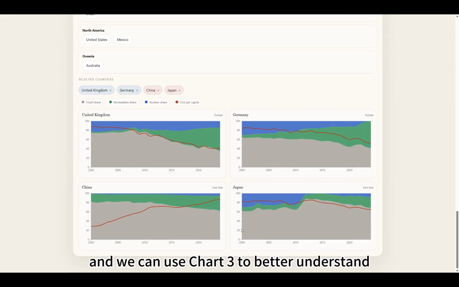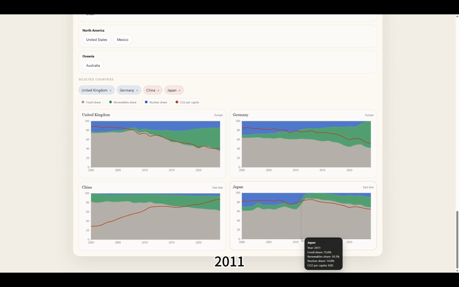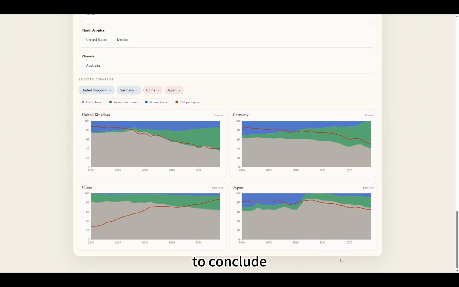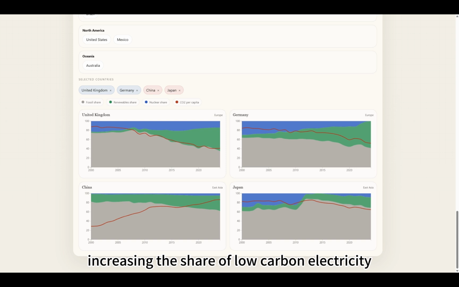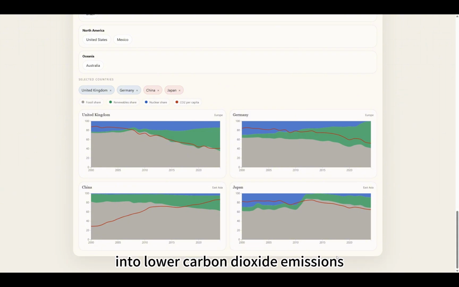And we can use chart 3 to better understand the cases we find in chart 2. For example, Japan, whose energy structure changed dramatically around 2011 because of the nuclear power plant accident that year. To conclude, increasing the share of low carbon electricity most directly and consistently improves the power system itself. But whether this improvement can be further transmitted into lower carbon dioxide emissions depends on more complex conditions.